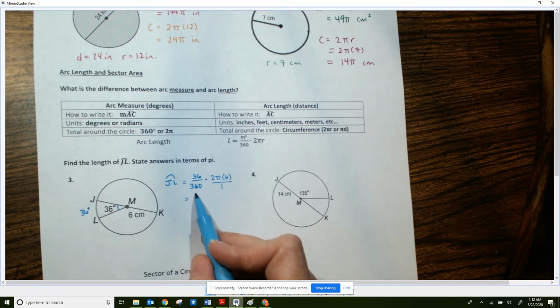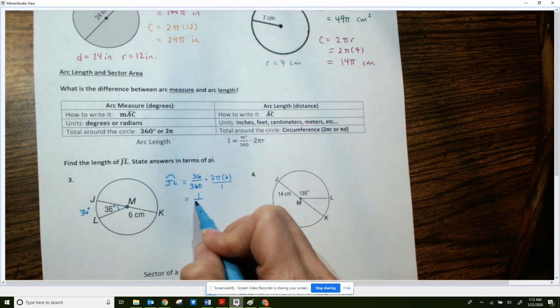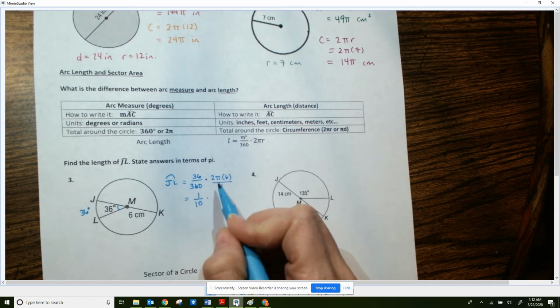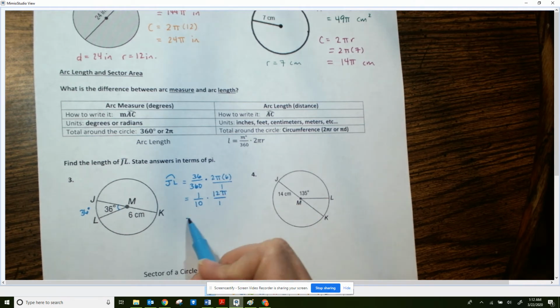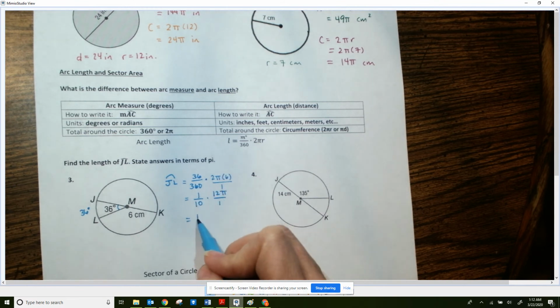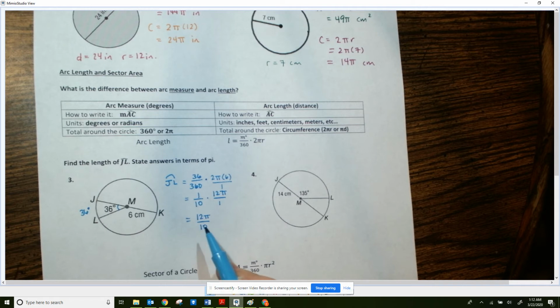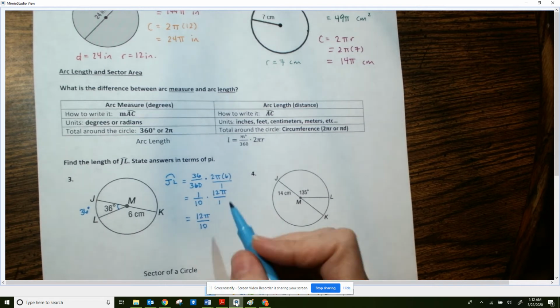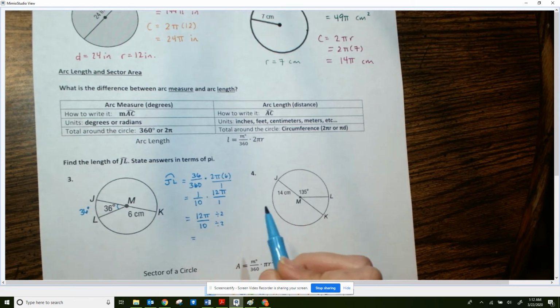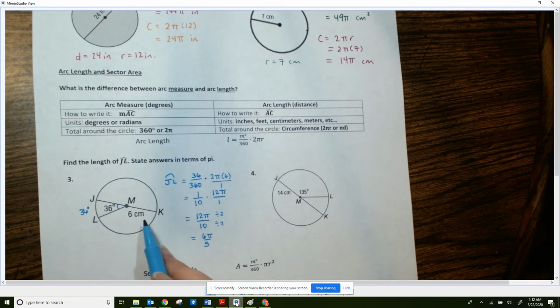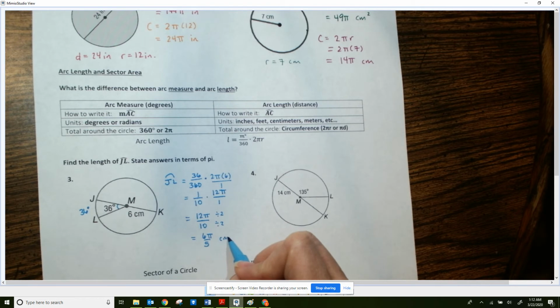Top and bottom are both divisible by 36, so that gives me 1/10. Okay, times 12 pi. Of course, that's over 1. So if we just multiply across, 1 times 12 pi is 12 pi. 10 times 1 is 10. But 12 and 10 can be reduced even further. They're both divisible by 2. So if I do 12 divided by 2 and 10 divided by 2, that's going to give me 6 pi over 5. And because it's a length, it's a single unit, so it's just centimeters.